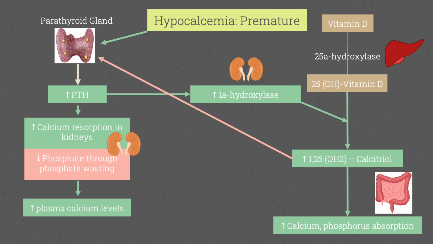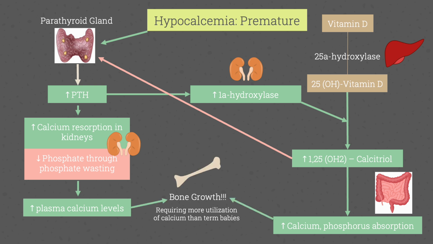So the reabsorption of calcium may be inefficient, as well as the absorption of calcium in the intestines. With both of these attempting to increase calcium levels, the one difference here compared with term infants is that they are going to require a lot more calcium and phos to increase bone growth. As we've talked about, during that third trimester is when they get a majority of their strong bone formation.